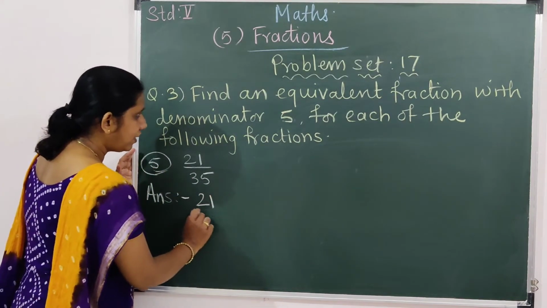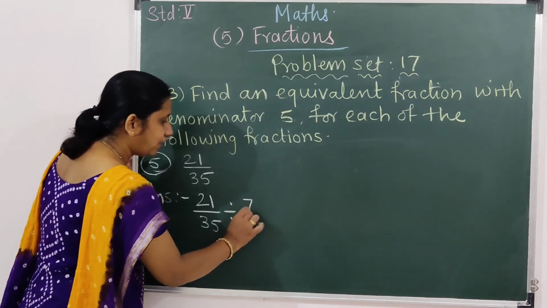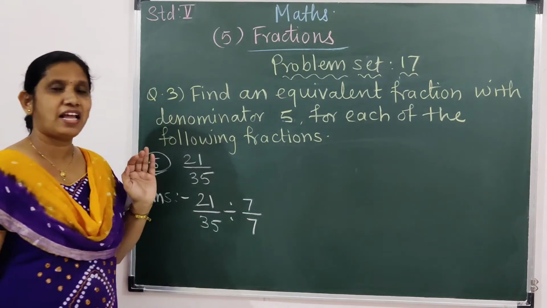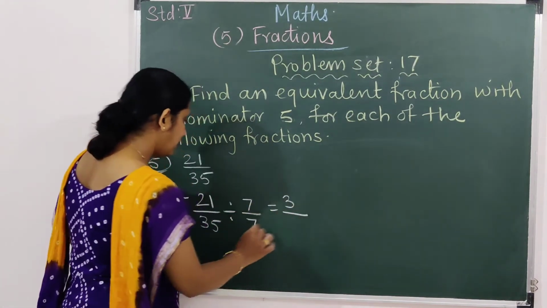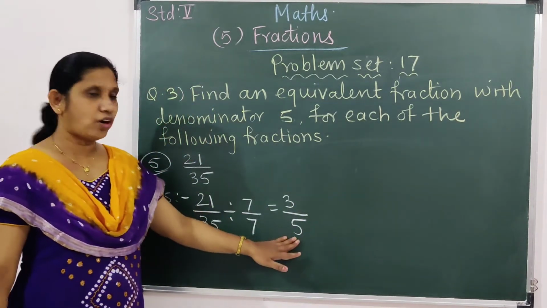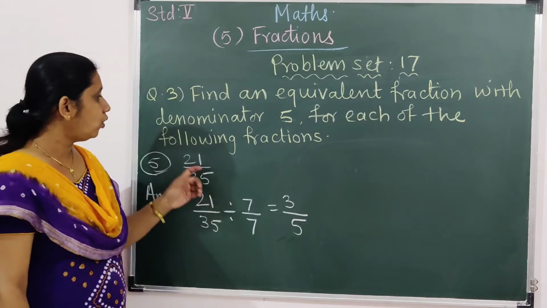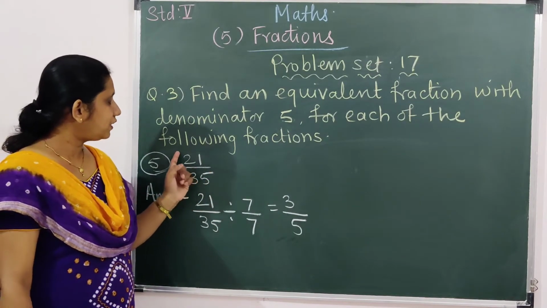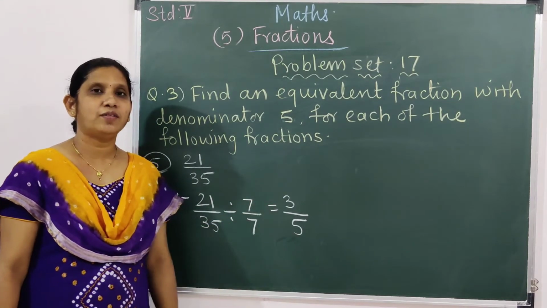So divide 21 upon 35 by 7 in the numerator as well as in the denominator. 7 3s are 21, 7 5s are 35. So again we got the denominator 5 and our numerator is 3. So the equivalent fraction of 21 upon 35 is 3 upon 5.